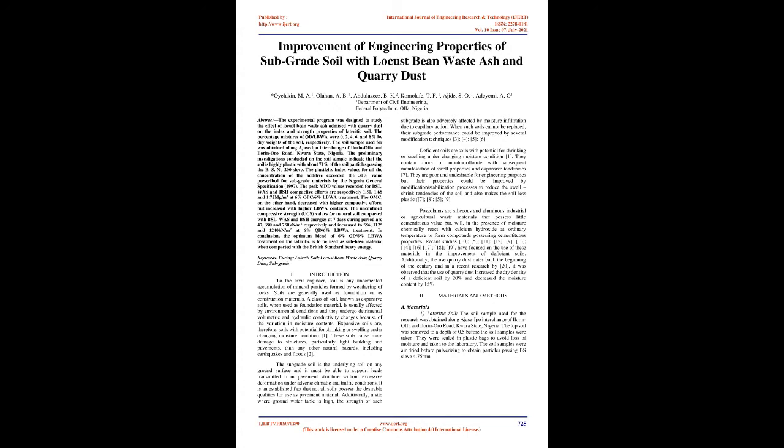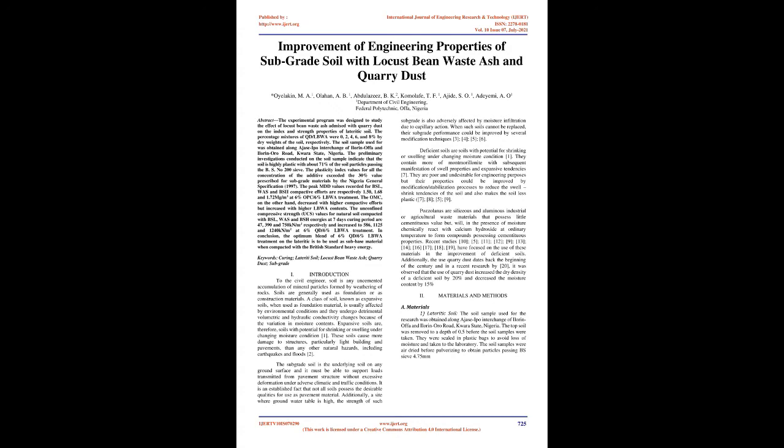Introduction. To the civil engineer, soil is any uncemented accumulation of mineral particles formed by weathering of rocks. Soils are generally used as foundation or as construction materials. A class of soil, known as expansive soils, when used as foundation material, is usually affected by environmental conditions and they undergo detrimental volumetric and hydraulic conductivity changes because of the variation in moisture contents. Expansive soils are, therefore, soils with potential for shrinking or swelling under changing moisture condition [1].